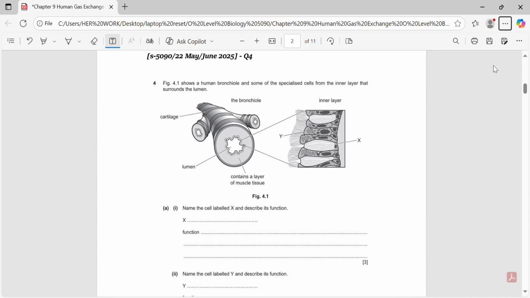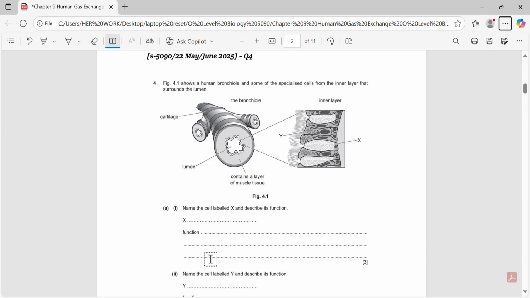Alright, we have the question. Figure 4.1 shows a human bronchiole and some of the specialized cells from the inner layer that surrounds the lumen. They've also given a diagram with labels, showing cartilage, lumen, a layer of muscle tissue, the bronchiole inner layer, and two labeled points, X and Y. Now, the first part asks us to name the cell labeled X and describe its function.